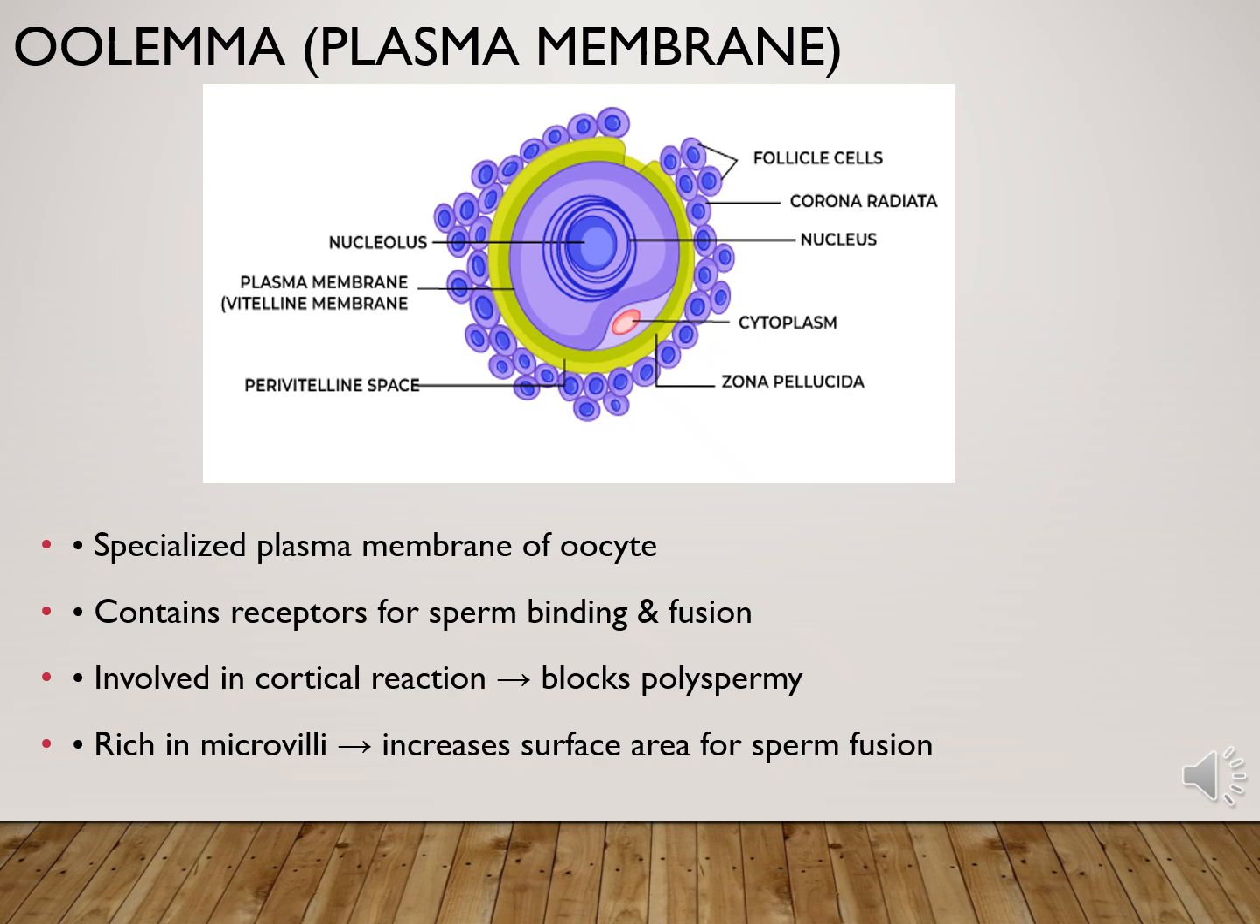The oolemma is the plasma membrane of the oocyte and plays a key role in sperm binding and fusion. It contains receptors for sperm recognition. It also initiates the cortical reaction, preventing polyspermy. It is rich in microvilli, which increase the surface area for sperm fusion.